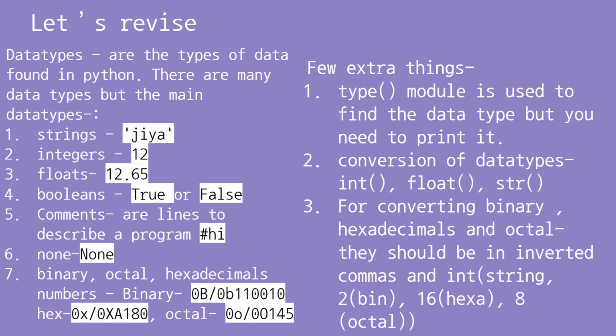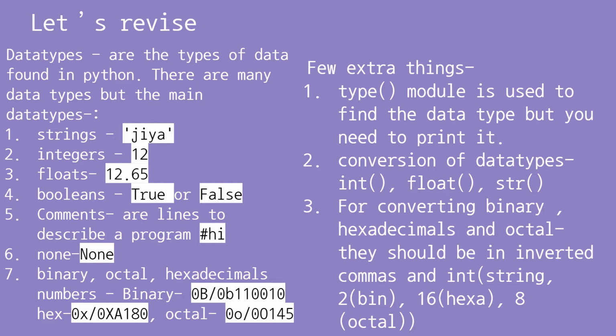Binary, octal, hexadecimal numbers. Binary numbers have to be written with 0 and then a capital B or a small b and then the number in binary code, and hexadecimal are written with 0 and x, while octal is written with 0 and o.